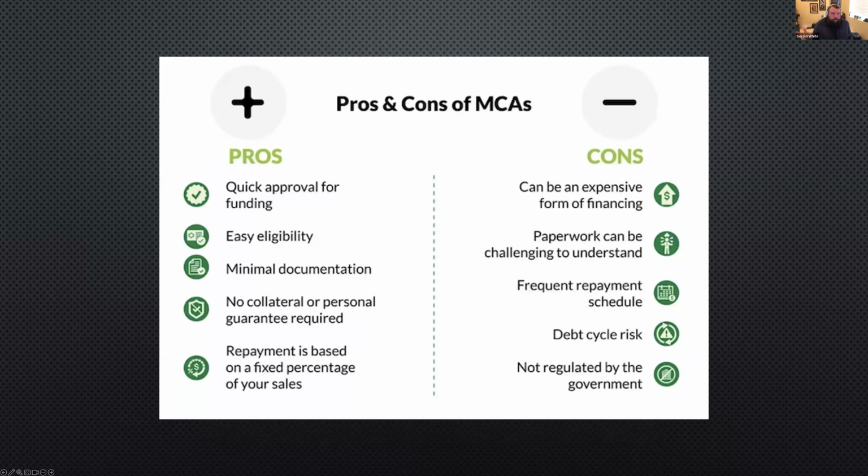And then pros and cons. Quick approval, easy to get approved, right? Not a lot of documentation, no collateral. Most of them don't even have personal guarantees. There are some that do. Of course, if you're a sole proprietor, that's pretty much personally guaranteeing it anyway. And repayment is based on a fixed percentage of your sales. Cons: expensive. Paperwork can be challenging to understand, right?